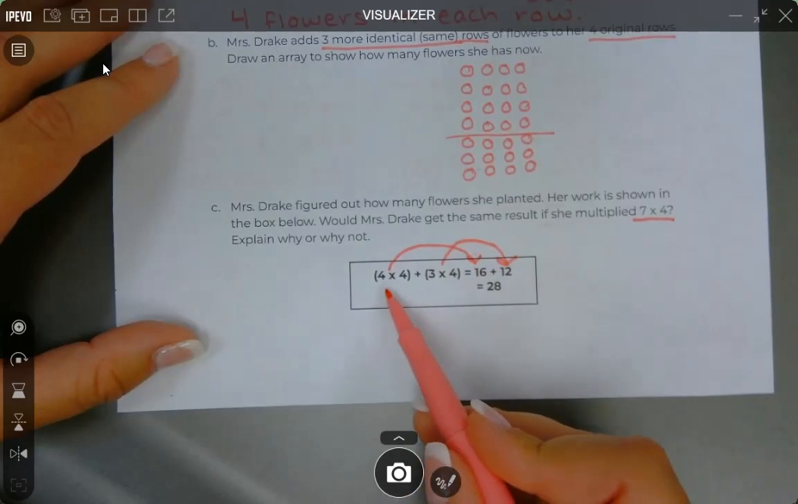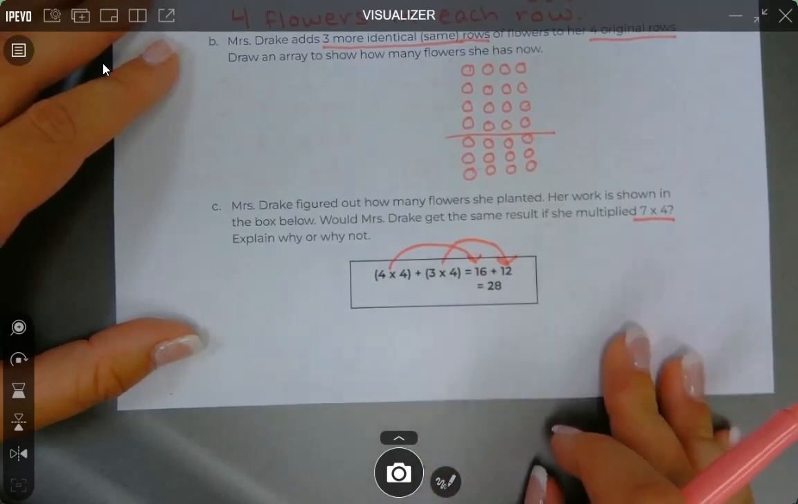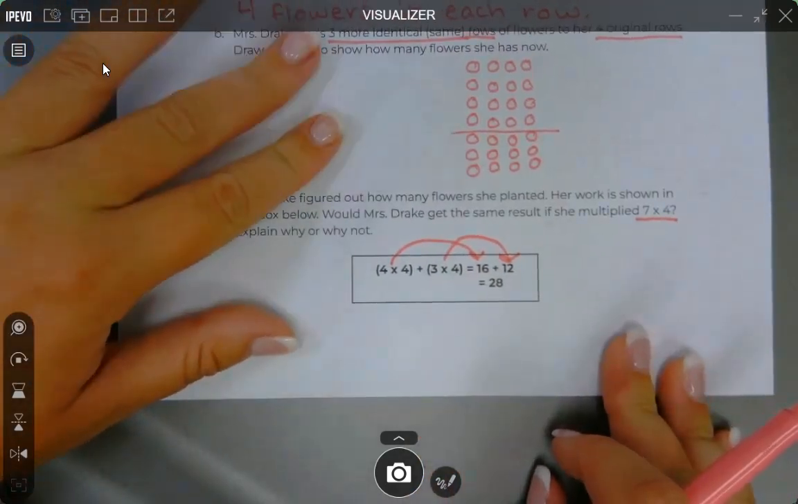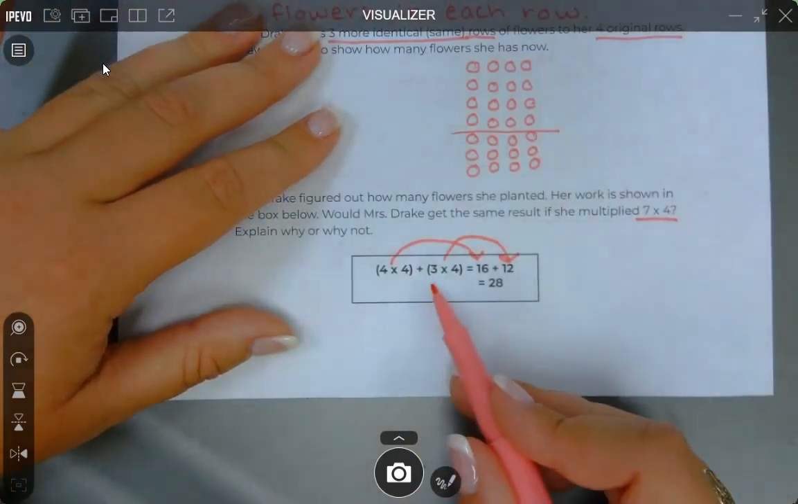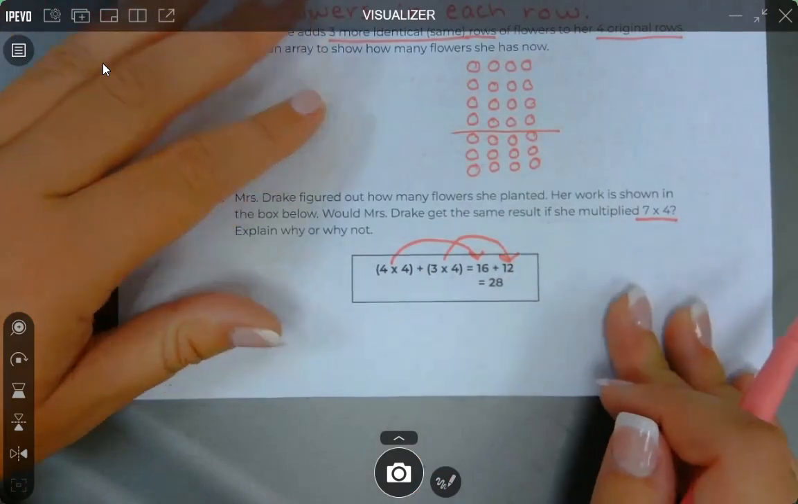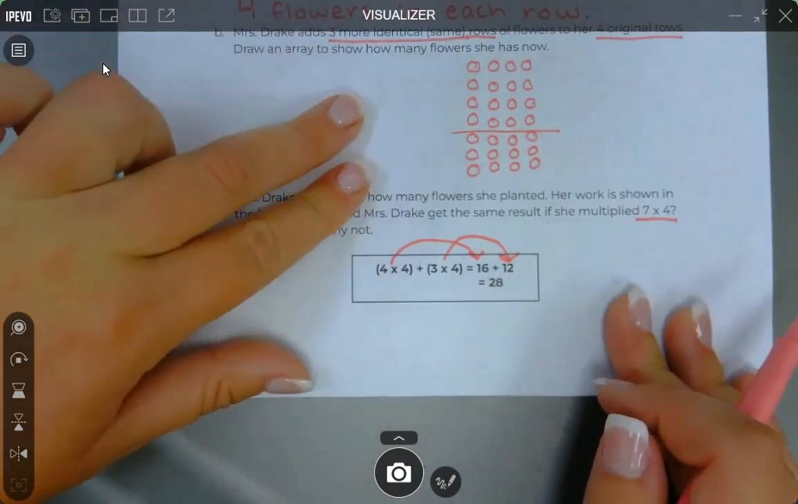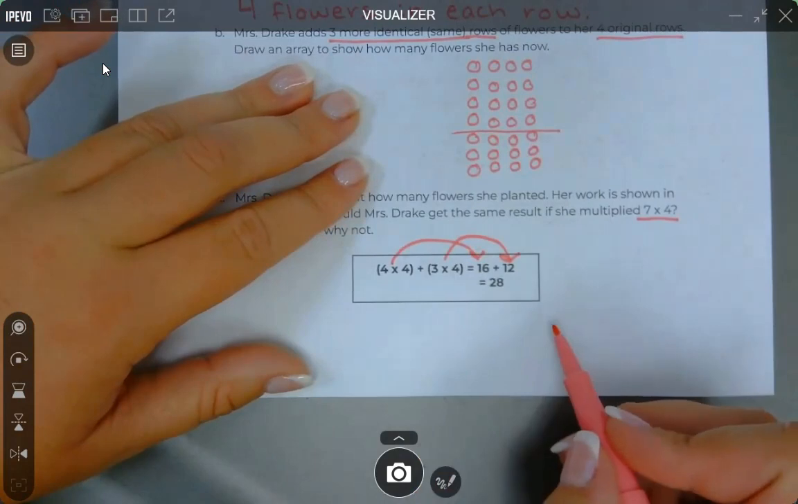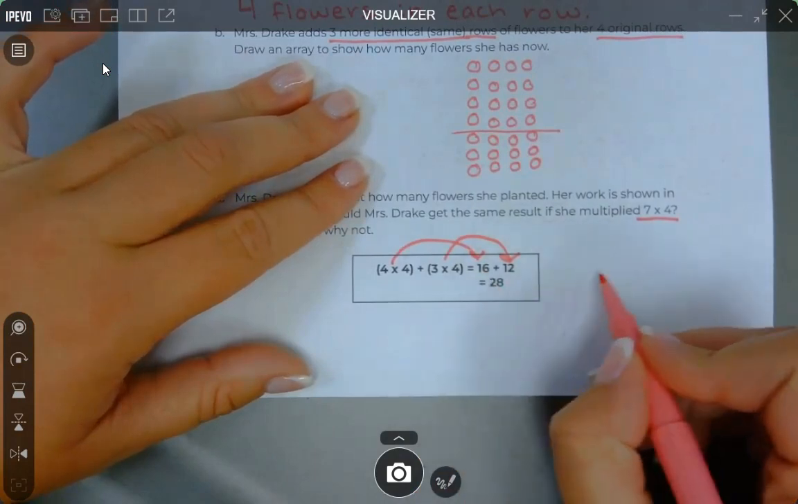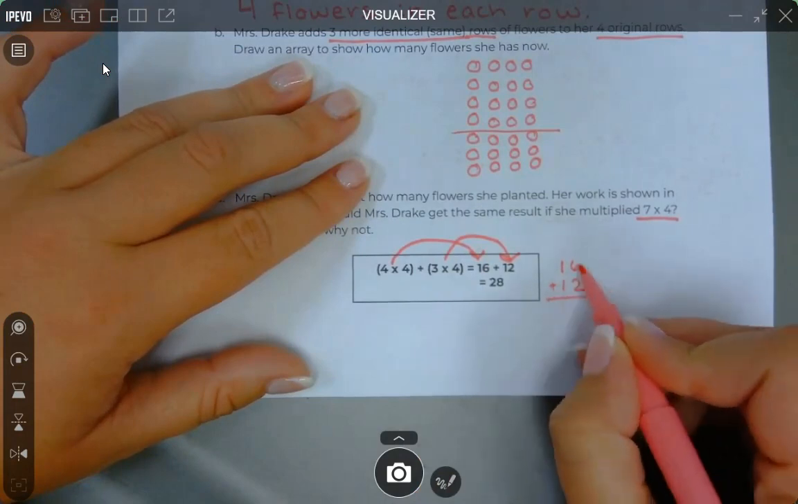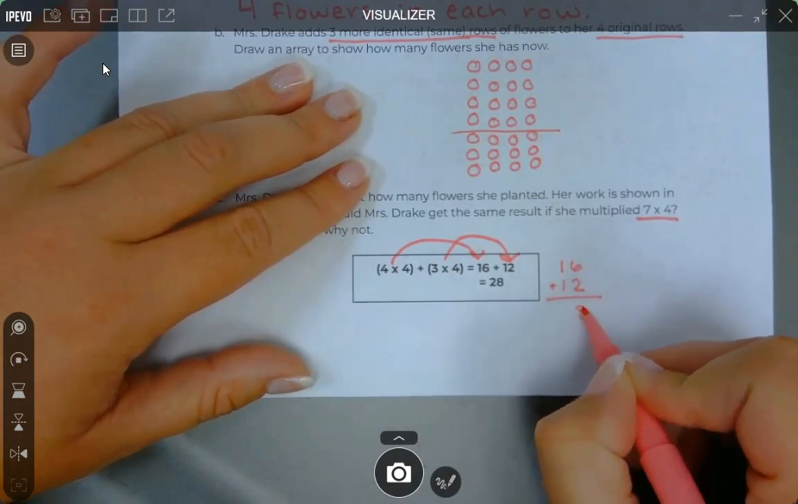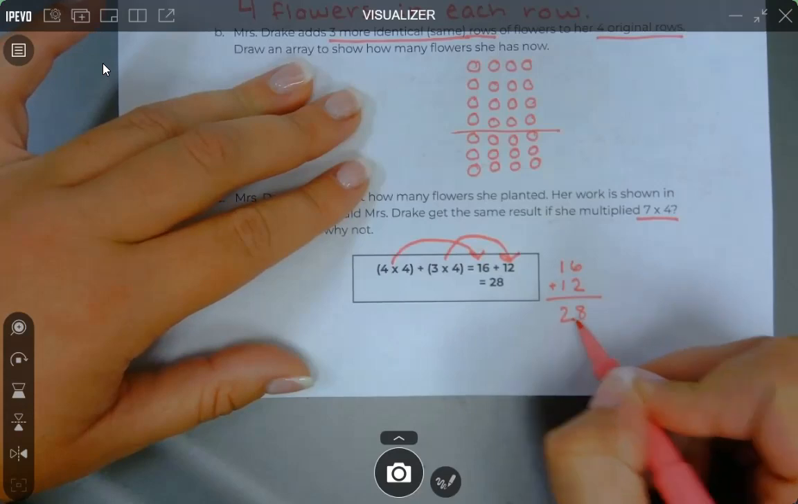Let's check. Does 4 times 4 equal 16? 4, 8, 12, 16. It sure does. And let's count by 3's 4 times. 3, 6, 9, 12. It sure does. Then she added 16 plus 12. Let's check her work. 16 plus 12. 6 and 2 make 8. 1 and 1 make 2.